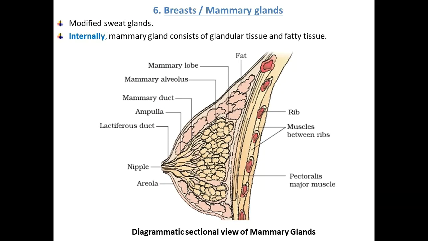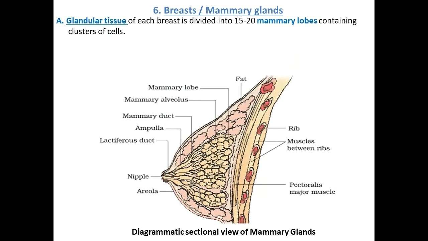So glandular tissue of each breast is divided into approximately 15 to 20 mammary lobes. Means in the breast, in each breast of a pair of breasts, there are present 15 to 20 mammary lobes. Can have a look at the diagram for it. So mammary lobes. In the mammary lobes are present cells called alveoli, which secrete the milk, and in its cavity the milk is stored.